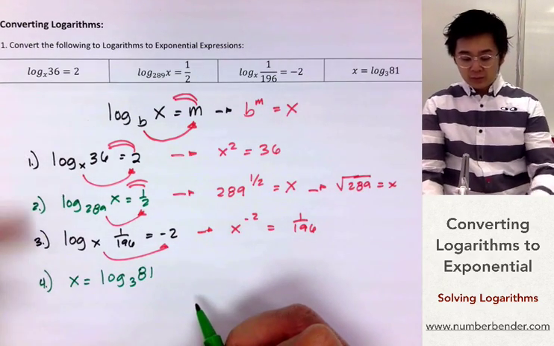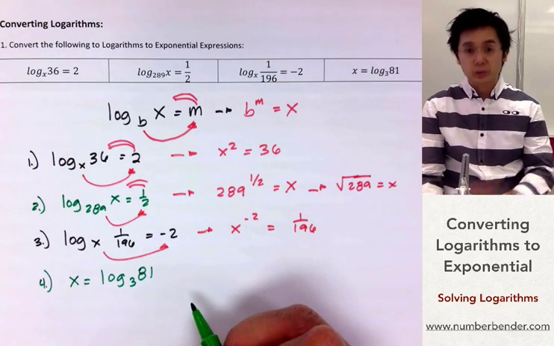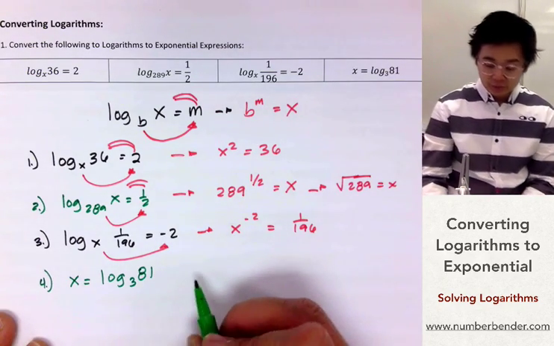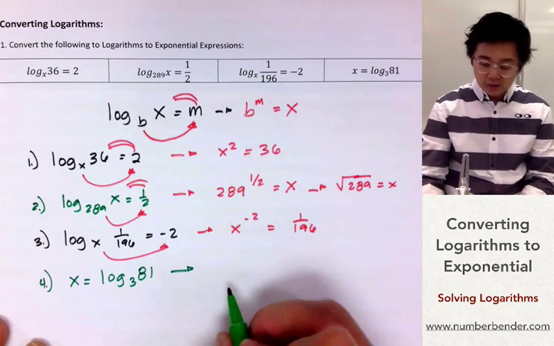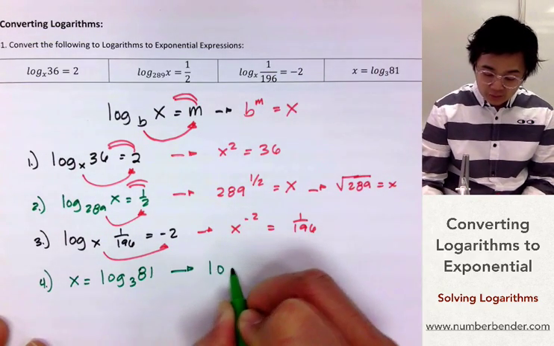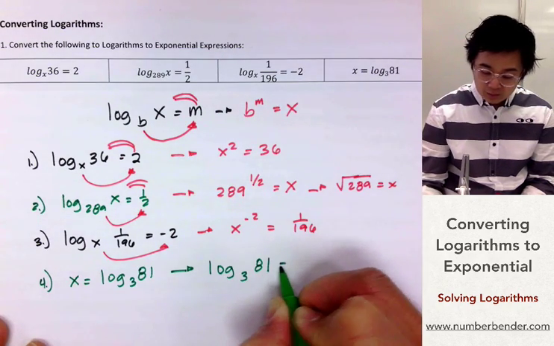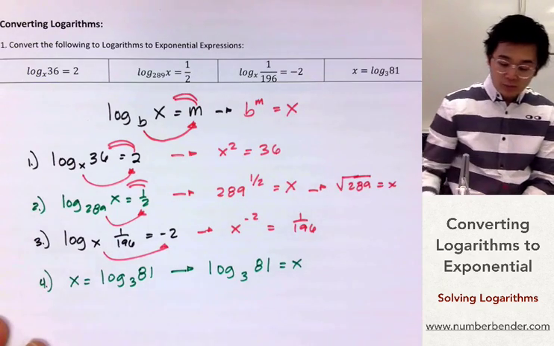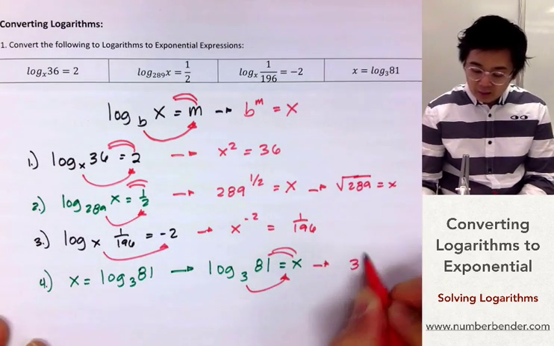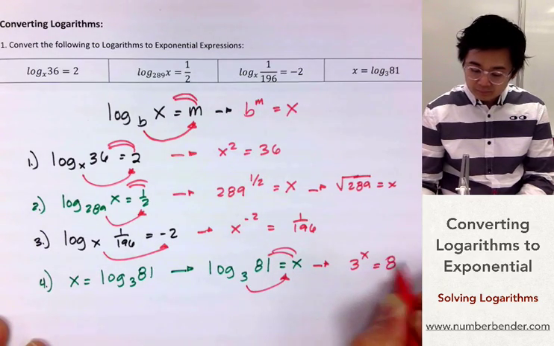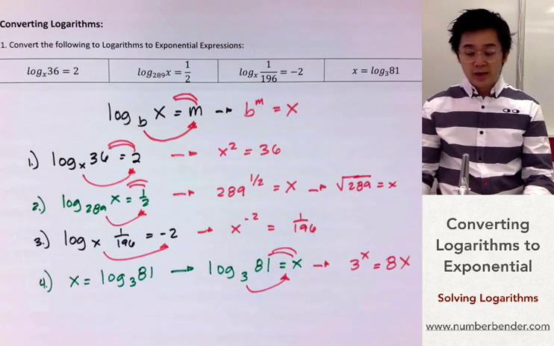Now, from the first 3 examples, I'm more used to seeing logarithm first equal to a given expression. So what I'm going to do is rearrange my equation so that it will be a lot easier for me to convert. So I'll change it to log of 81 base 3 equal to x so that I can still use my pattern in converting my logarithm. And this is how we convert logarithm to exponential.